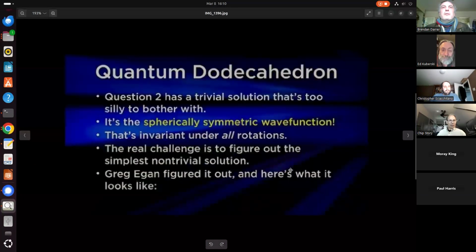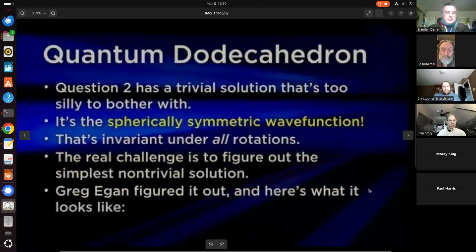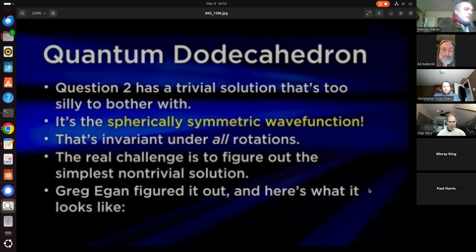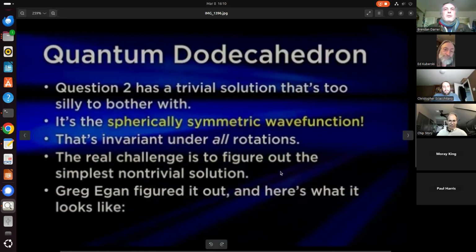Question 2 has a trivial solution that's too silly to bother with. It is the spherically symmetric wave function that's invariant under all rotations. The real challenge is to figure out the simplest non-trivial solution. Greg Egan figured it out, and here's what it looks like.